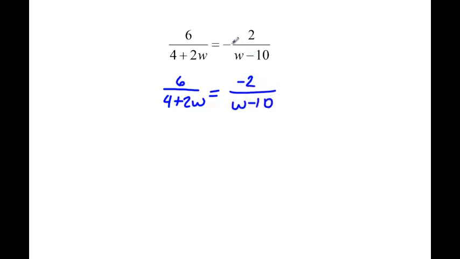So the thing is people think they have to put the negative on both. That's not the case. You put it on one or the other to keep the whole thing negative. Okay, cross multiply to solve this. So here's my first product, 6 times w minus 10.